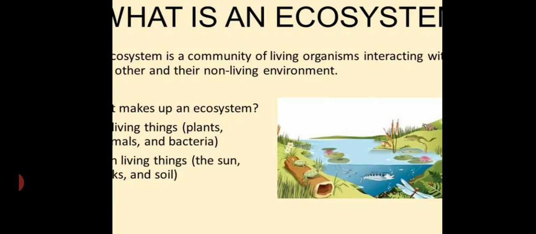Next is, what is an ecosystem? An ecosystem is a community of living organisms interacting with each other and their non-living environment. So what makes up an ecosystem? Living things such as plants, animals, bacteria, etc., and non-living things like sun, sand, soil, etc. They all make an ecosystem. Here you can see a pond, which is a natural ecosystem where the water present in it is a non-living thing, and fishes and other animals present in it are living things, and they both together make this ecosystem.